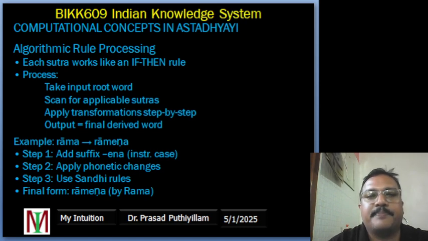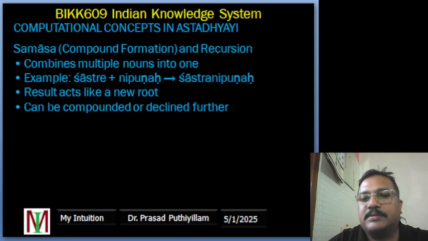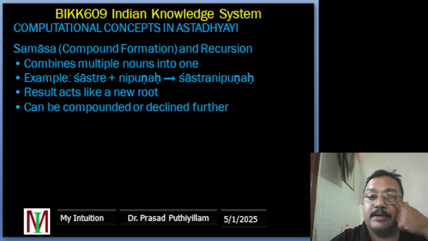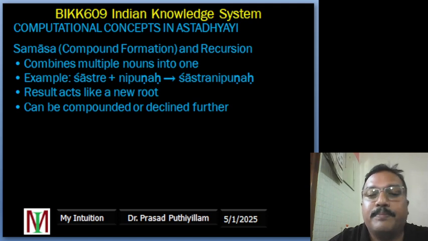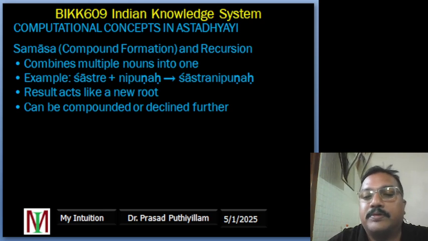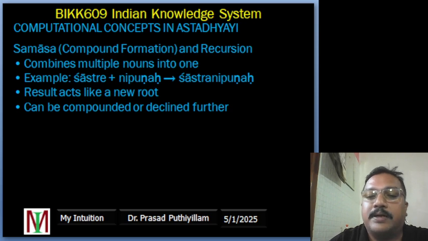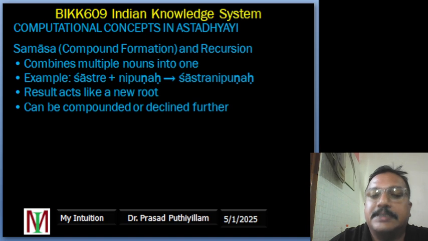Now, samasa, compound formation and recursion. Panini defined how compound words, samasa, are created using recursive logic. Two or more nouns and adjectives can be combined to form a single compound noun. That is shastre. Shastre means in shastra.